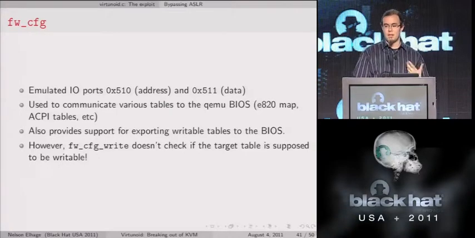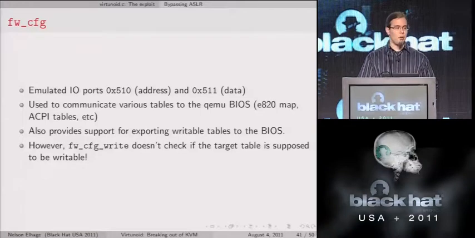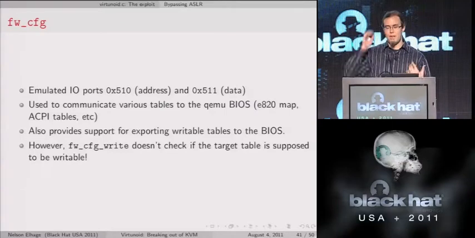This is a system that lives behind two emulated I/O ports that you're not expected to know or care about. It's sort of a backdoor for KVM to communicate with the KVM BIOS, because the BIOS obviously needs to know a whole bunch of details about the hardware, like the ACPI tables, the E820 map that shows it which regions of memory are legal or not. And so this provides an interface for the BIOS to read and write various tables from the host.